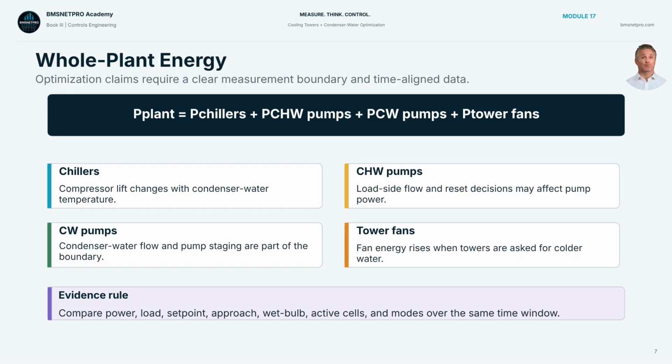The optimization objective is commonly total plant power. That boundary includes chillers, chilled water pumps, condenser water pumps, and tower fans. Reducing tower fan speed may increase chiller power. Lowering condenser water temperature may reduce chiller power but increase fan energy. The optimum changes with load and weather. To make a defensible claim, the data must be time-aligned. Compare power, load, set point, approach, wet bulb, active cells, and operating modes over the same period.